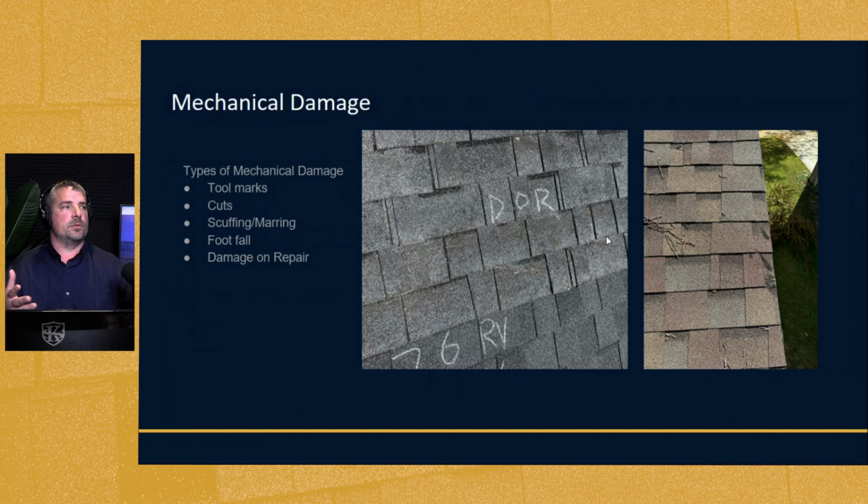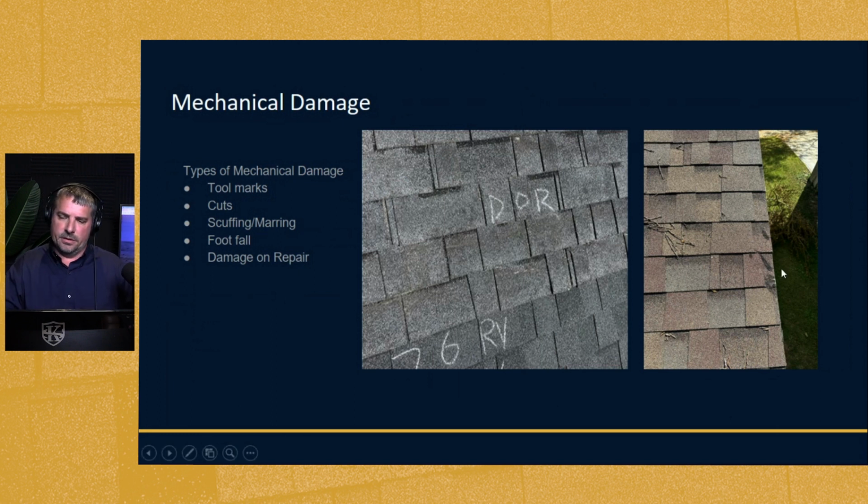This is not to be confused with wind damage elsewhere on a roofing system, where what is it we're typically looking for to call possible wind damage? We're looking for creasing, granule loss, shingles that have been lifted. Now, if I see this elsewhere on a roof, I may very well call that possible wind damage. But when I see it directly above a prior repair, that's usually a very good indication that this was done during the repair process. Therefore, it's classified as damage on repair, which falls into a mechanical damage category.